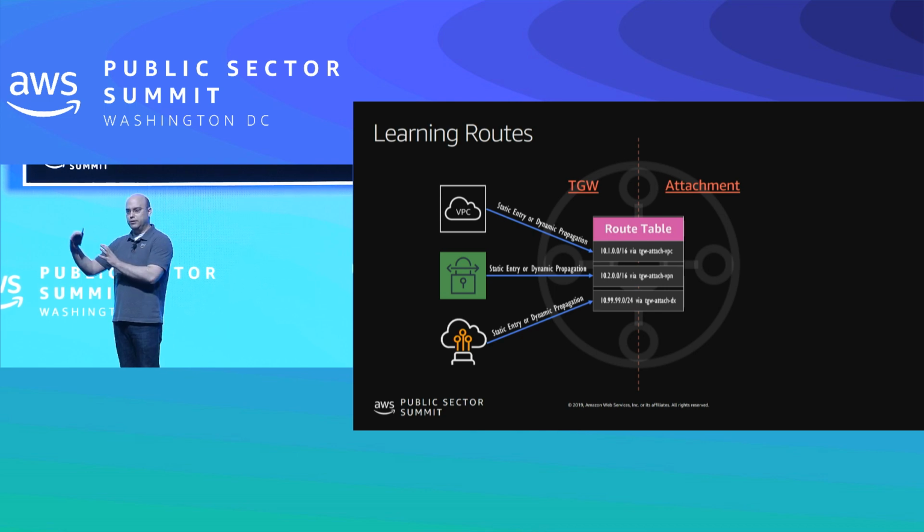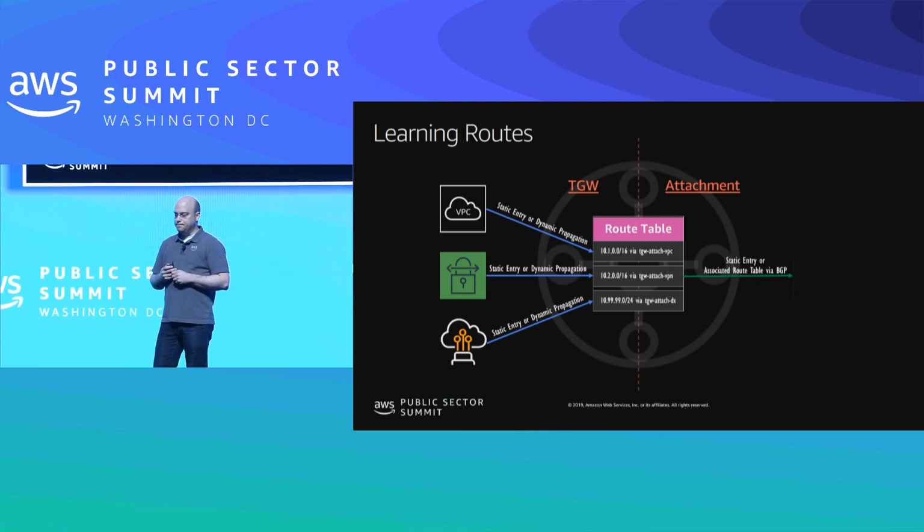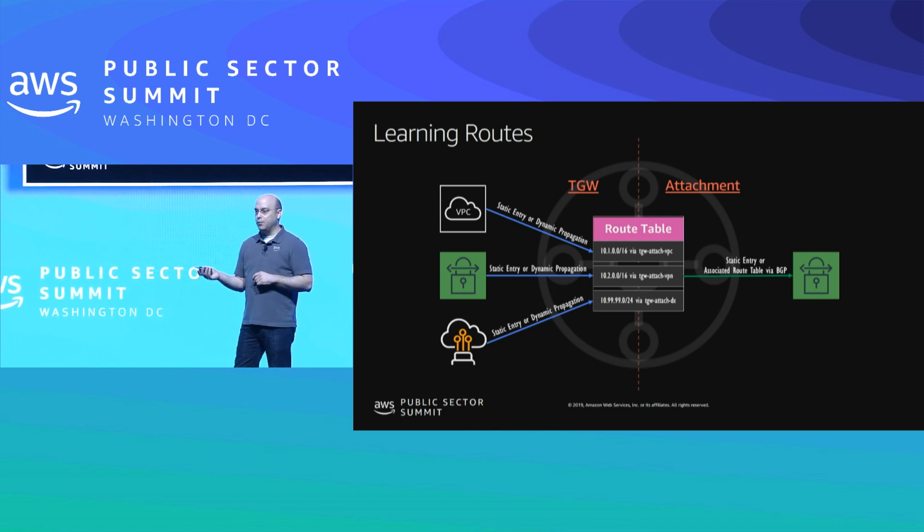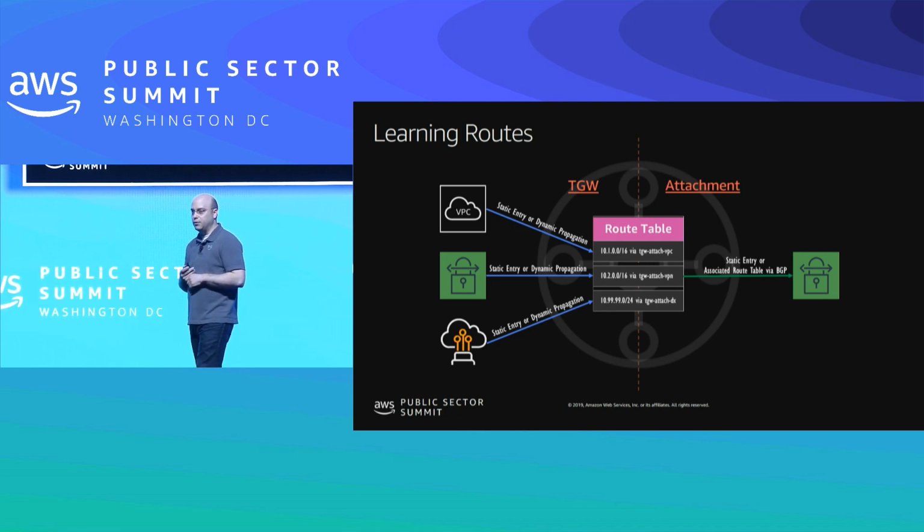Now I want to talk about how the edges, these attachments, how they get routes to the TGW. In the case of the static AWS site-to-site VPN configuration, your customer gateway will need to have a static route that points towards the TGW. In the case of the dynamic configuration, BGP will propagate the routes in the associated route table to the customer gateway.